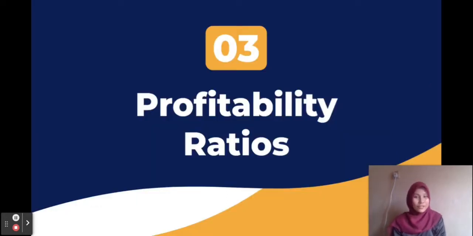Let us move to the third ratio, which is the profitability ratios. It is one of the key metrics to use when monitoring a business's overall financial efficiency and health.